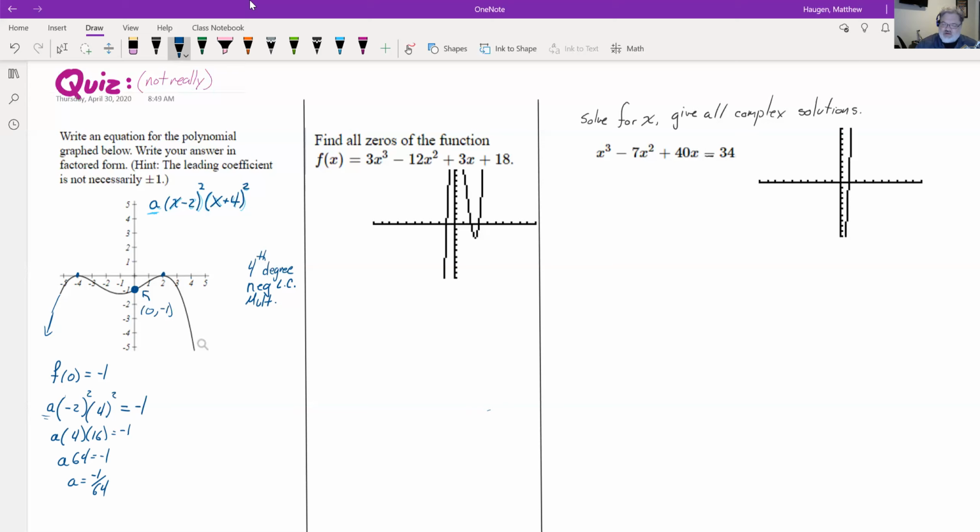And you might notice in comparison to some of our other polynomials, this one is very flat. It's very squishy that way. And that's why that lead coefficient is so small. So our full polynomial is going to look like -1/64 times (x minus 2) squared times (x plus 4) squared.